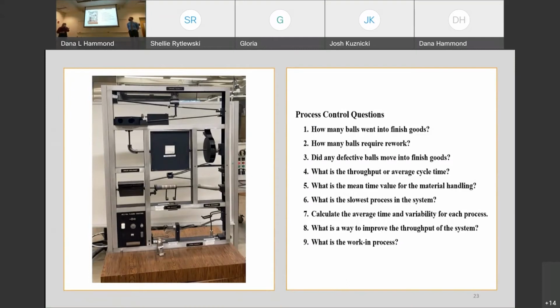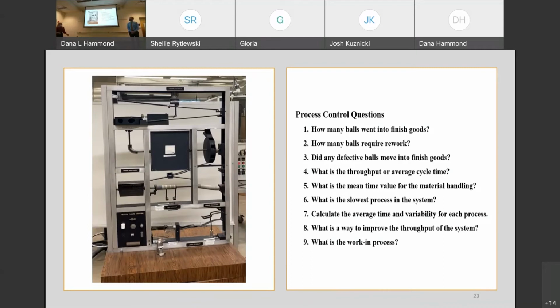Some of them are pretty easy, like how many balls went into final goods. Basically, it's asking how many balls went from the beginning to the end. But then there are some questions that are a little bit harder, like did any defective balls move into finished goods? We don't have any real numbers on exactly how a ball is considered a bad product. All we know is the balls are rolling. There's no way we know how much it weighs or how fast they're rolling through the system. We just look at it and say, this looks good to me.